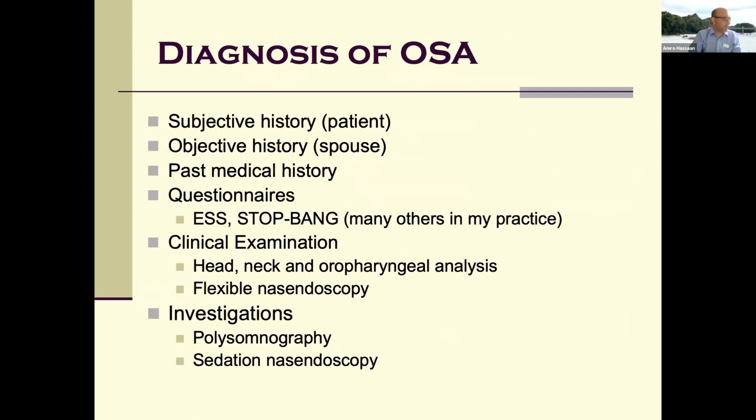So how do you diagnose it? Well, it's important to take a history from the patient, but it's also important, if you can, to take a history from the partner, because they'll tell you if that patient sleeps with an open mouth, if they snore more in a particular position, if they sleep on their back all night or on their side all night. So it's important to get that history from the partner.